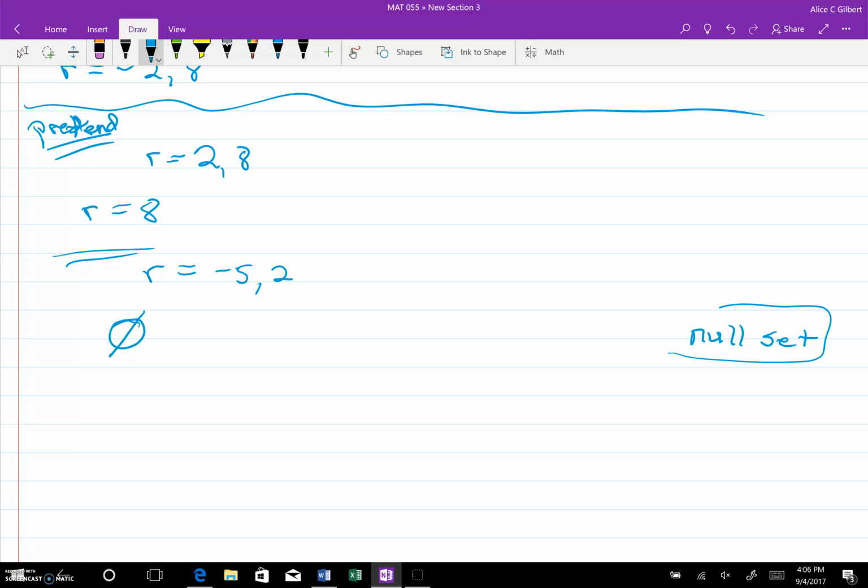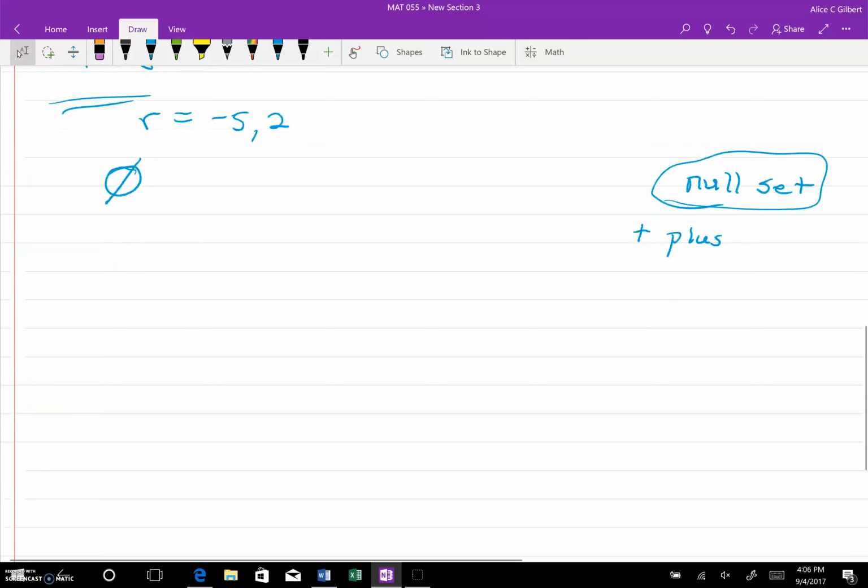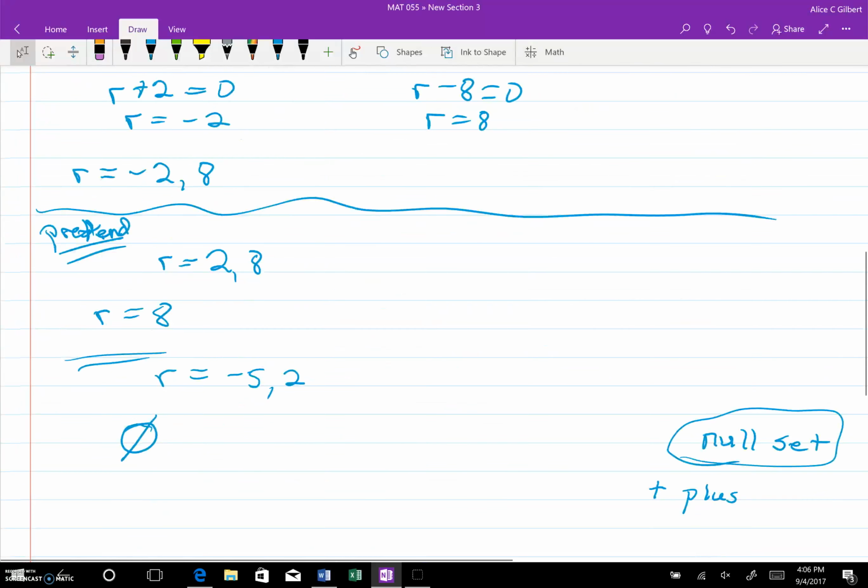Do not ever write these words for me. That would be like writing plus, and every time you did, you wrote this. Okay? But we're going to use the null set quite a bit. So those are your 3 options for writing answers. Hopefully this comparison has helped.